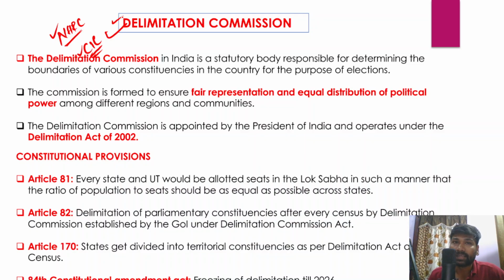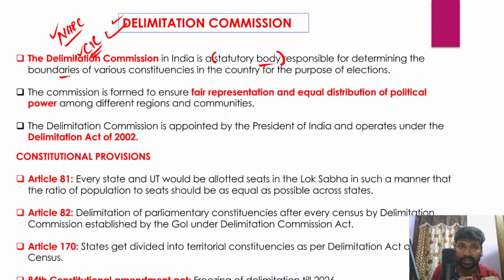So first, the Delimitation Commission. What exactly is a Delimitation Commission? In fact, in India, the Delimitation Commission is a statutory body. So what does a statutory body mean? That it has been established through an act of Parliament. So it has legislative backing. That particular organization is called a statutory body. Here, the Delimitation Commission is responsible for determining the boundaries of various constituencies.